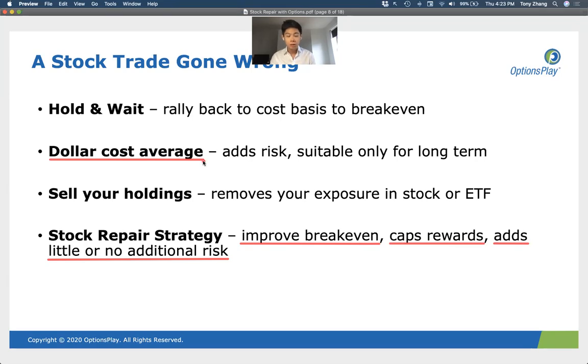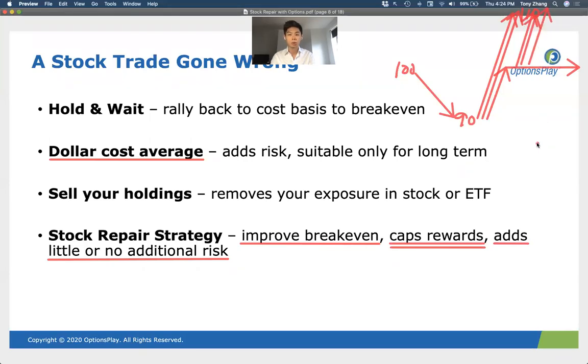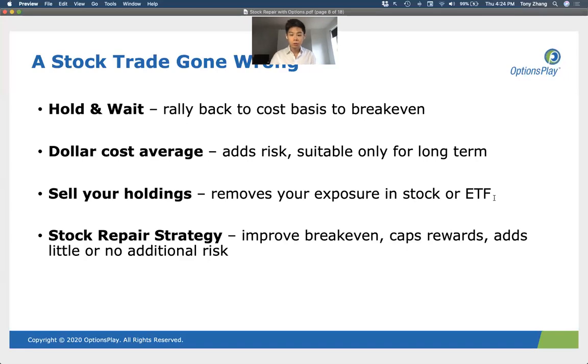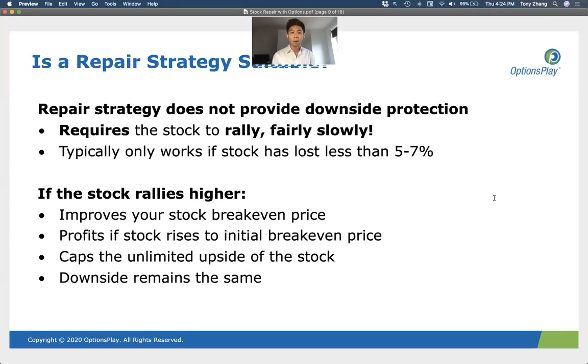The stock repair strategy improves your break even the same way a dollar cost average does, but it doesn't add any additional risk. And the only downside to it is that it caps your potential rewards to the upside. So if you buy the stock at 100, it declines to 90, you put on a repair strategy and the stock goes back up to 110, well, guess what? When you dollar cost average, you'll participate in that movement. When you use a repair strategy, you will at some point no longer participate in any further upside beyond a certain amount. So those are the challenges, if you will, when it comes to dollar cost averaging versus repair strategy.